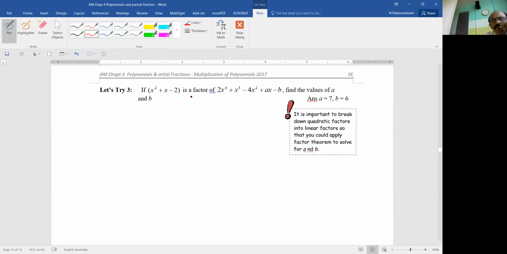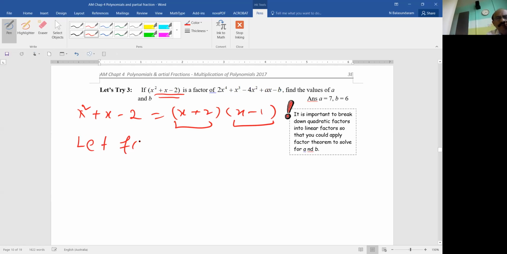x squared plus x minus 2 is a factor of the polynomial given already. Then find the values of a and b. But this is not a linear factor, right? The factor theorem we apply only when it is a linear factor. So what we can do is factorize this x squared plus x minus 2. If you factorize, it is going to be x plus 2 times x minus 1. If this whole thing is a factor, this must also be a factor of f of x.